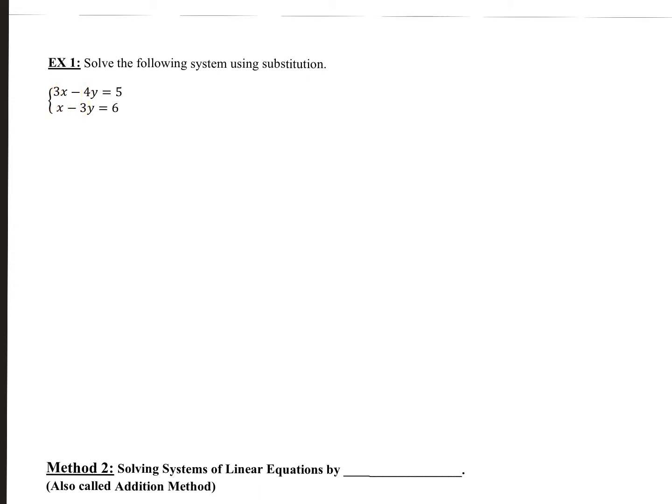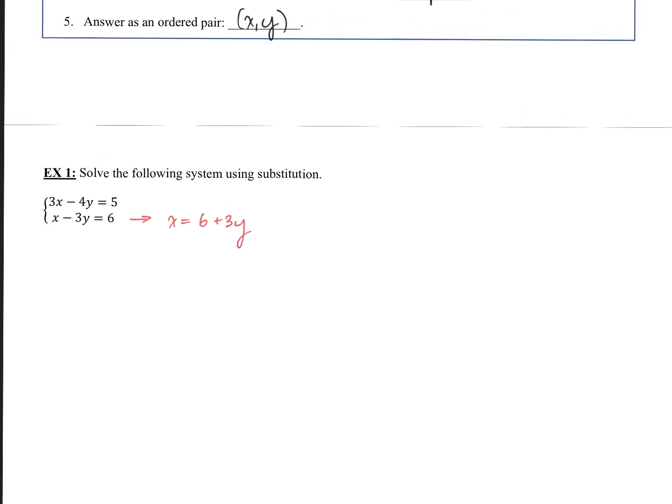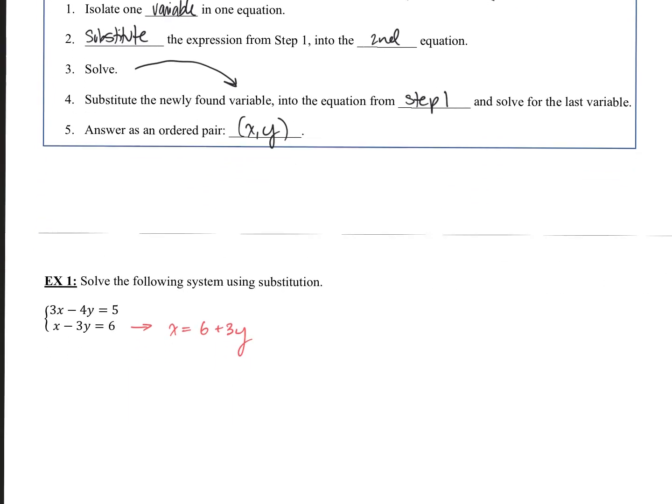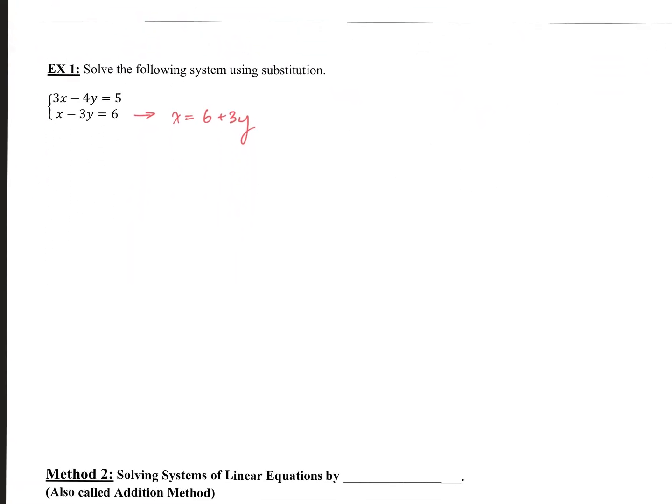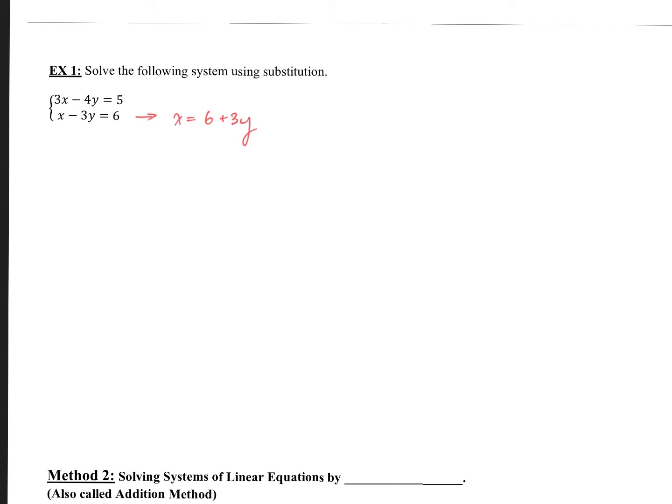So I'll go ahead and do that. I'll take this one, and we'll solve. So we get x equals 6 plus 3y. And then what do we do with that? Well, it says substitute that into the other equation. So what is this saying? This is saying that if we ever see x anywhere, we know it equals 6 plus 3y. So let me go ahead and rewrite the second equation. So 3x minus 4y equals 5.